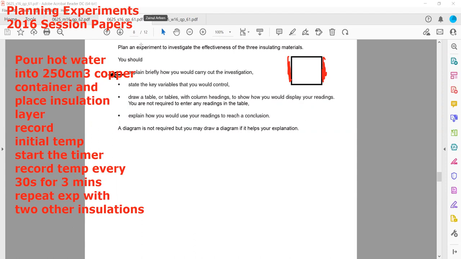When you're writing the experiment, avoid writing a paragraph. The reason is that when you're writing a paragraph, you may miss a point. So it's better, whenever you're writing the experiment, to write it according to the points which they mention. Try to answer the first point, how you carry out the investigation. Once you're done with the first point, you will move on to the second point instead of writing the whole paragraph.